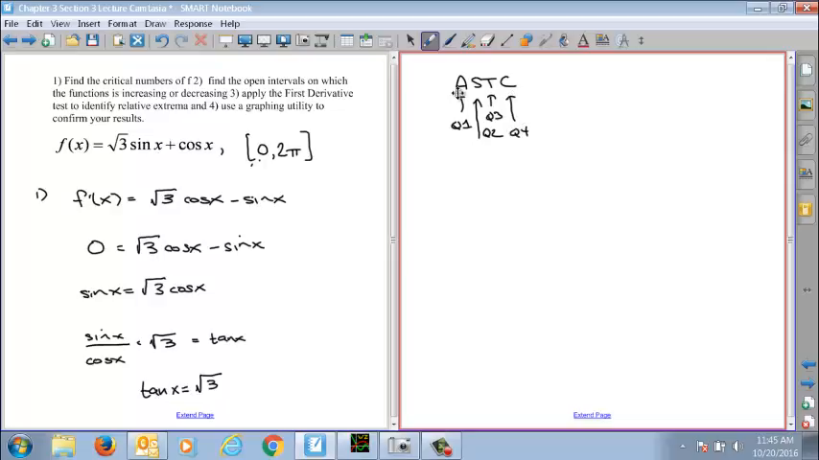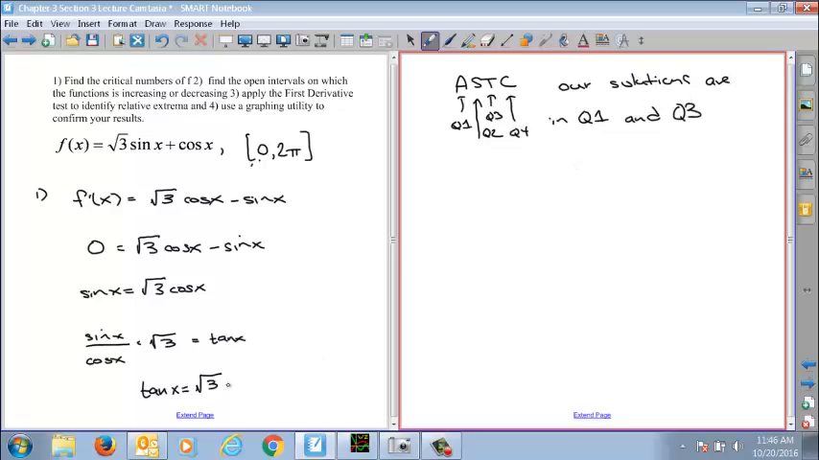So what it says is that all of the trig functions, meaning sine, cosine, and tangent, are positive in the first quadrant. The sine is positive in the second quadrant. The tangent is positive in the third quadrant. The cosine is positive in the fourth quadrant. So we can tell from this that the tangent, which is positive here, is positive in the first quadrant and positive in the third quadrant. So our solutions are in Q1 and Q3.